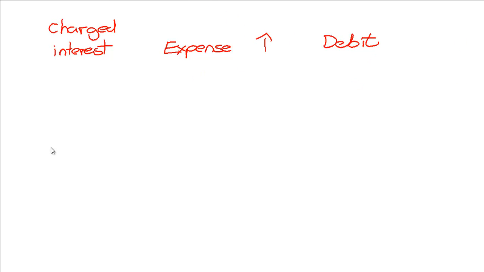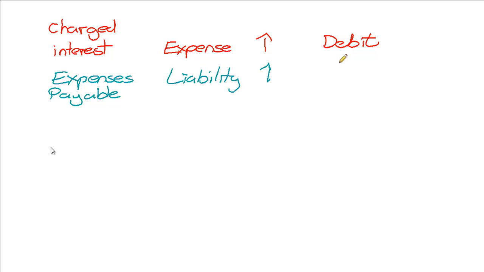The other leg is the fact that we now owe a little bit more money to the bank for this interest that we have not yet paid. So the account that we're going to open up is called expenses payable. Now this is because we are not capitalizing the interest in this example. So expenses payable is a liability, and the liability increased. So we know from debit-credit, if a liability increases, that is a credit.